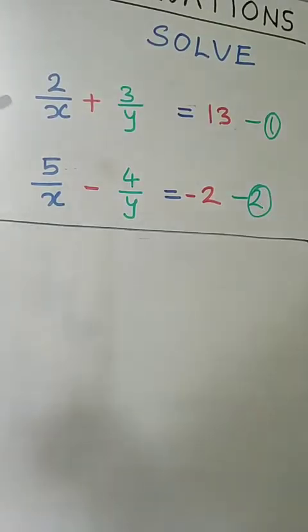Now observe this very carefully. There is a plus sign here and a minus sign here. And look at these terms: there is 3 upon y, there is 4 upon y. Can we get a common number over here in the numerator? y is the same, but how can we get the same number?